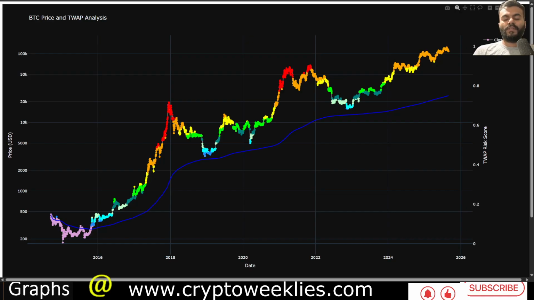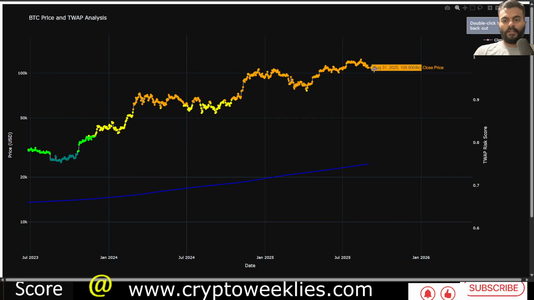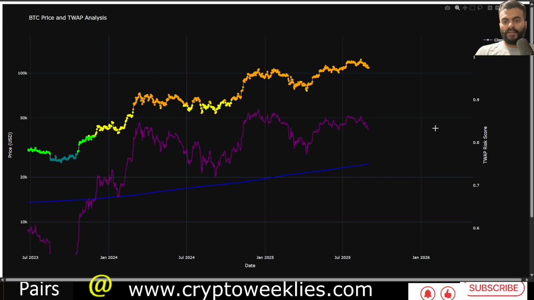So let's get started. Right now, at the current price of around 108K on August 31st, if you look at the time weighted average price based risk score for Bitcoin accumulation, it is at around 0.83.